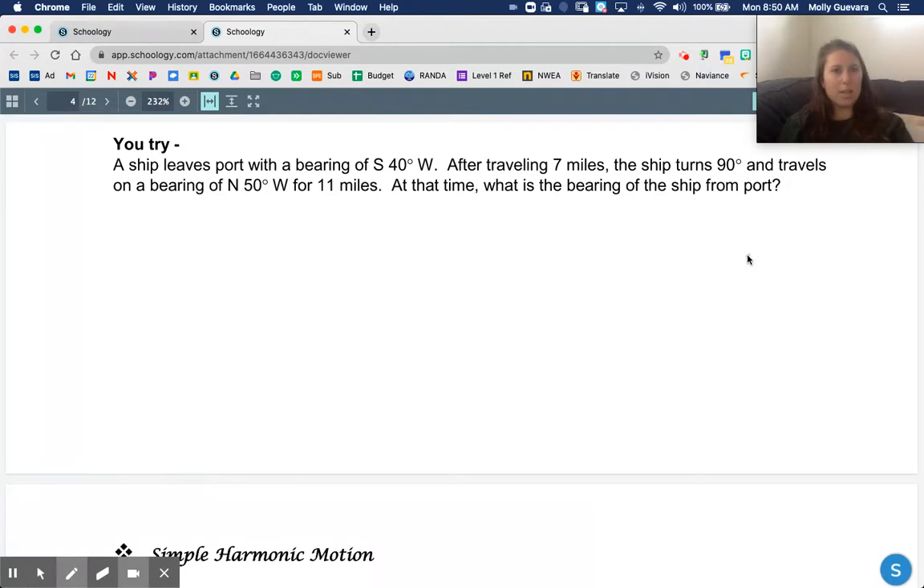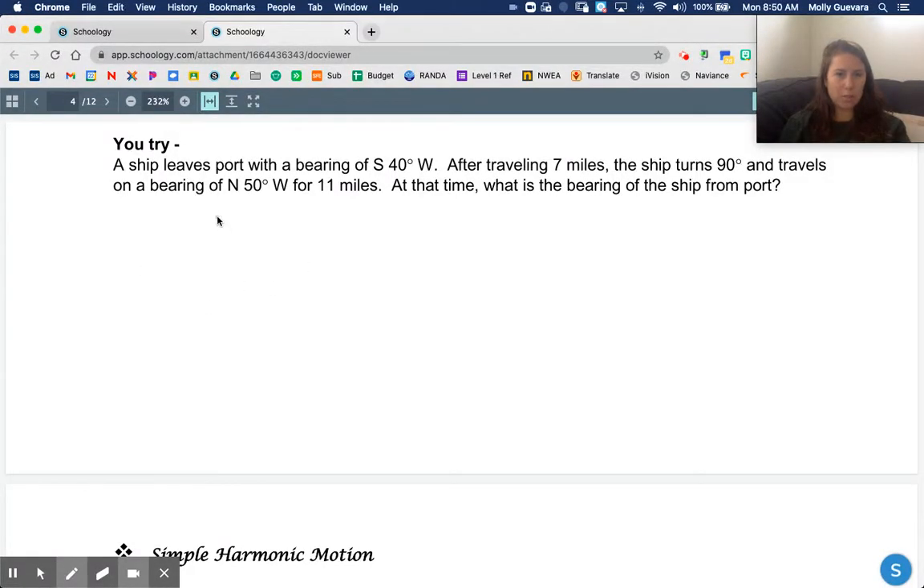Okay, so this says a ship leaves port with a bearing of south 40 degrees west. After traveling 7 miles, the ship turns 90 degrees and travels on a bearing of north 50 degrees west for 11 miles. At that time, what is the bearing of the ship from the port?